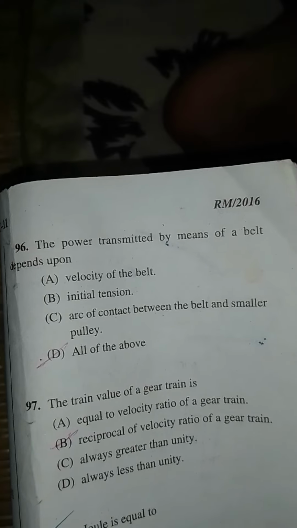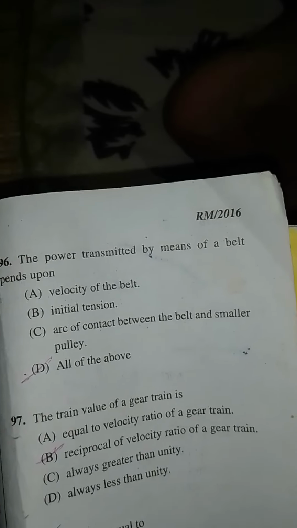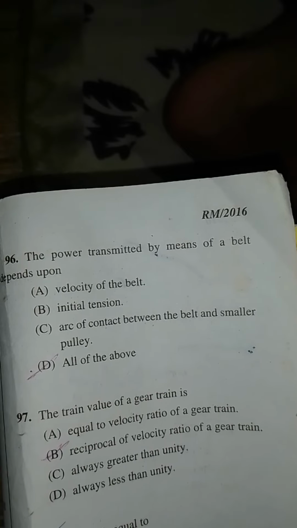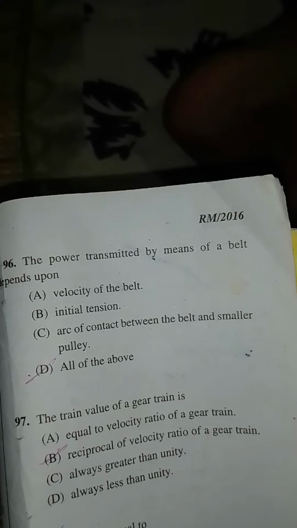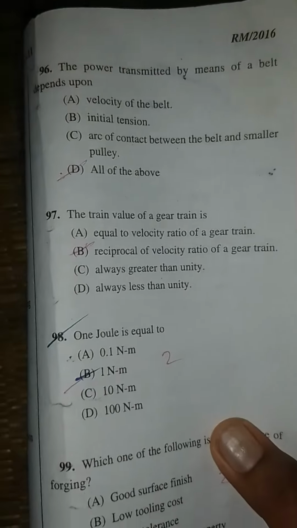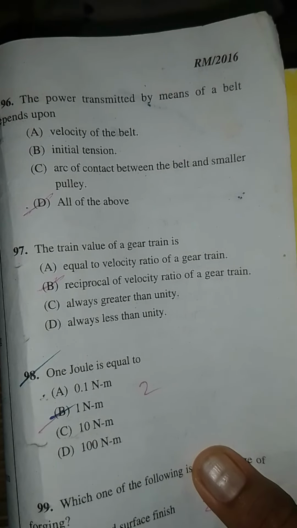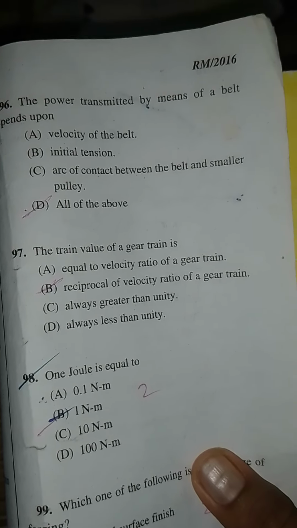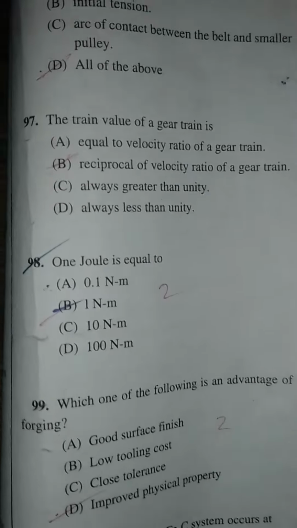The power transmitted by the belt depends upon the velocity of the belt, initial tension, and the arc of contact between the belt and the smaller pulley. The train value of a gear train is the reciprocal of the velocity ratio of the gear train. 1 joule equals 1 Newton meter.